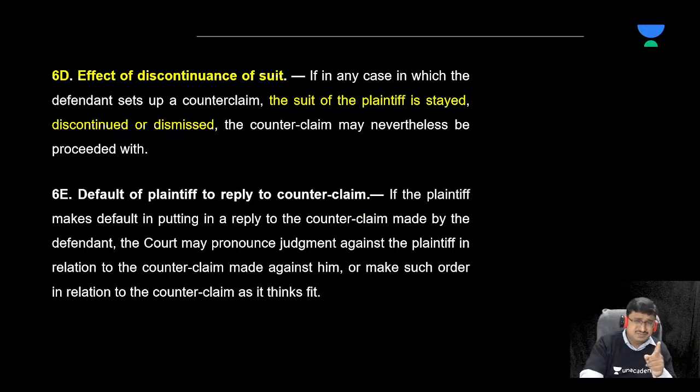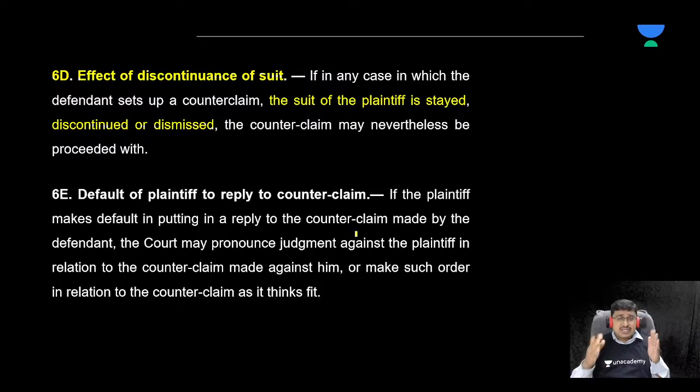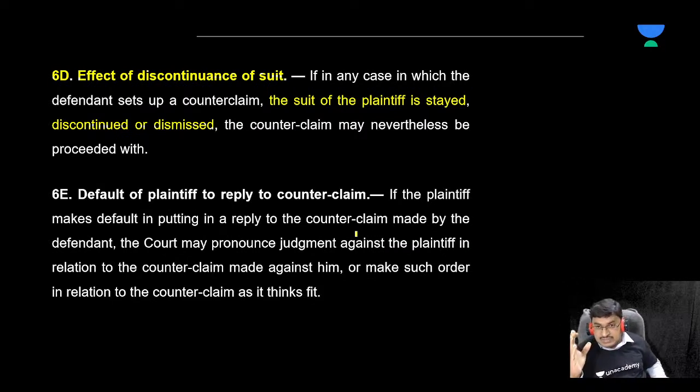Therefore, friends, as we discussed earlier, counterclaim is a cross suit. It is a separate claim made by the defendant against the plaintiff's version. It is not only a defense, friends. It is a counter attack on the plaintiff. It is not only a shield, it is a sword also. The counterclaim is a separate suit. It is a separate claim.